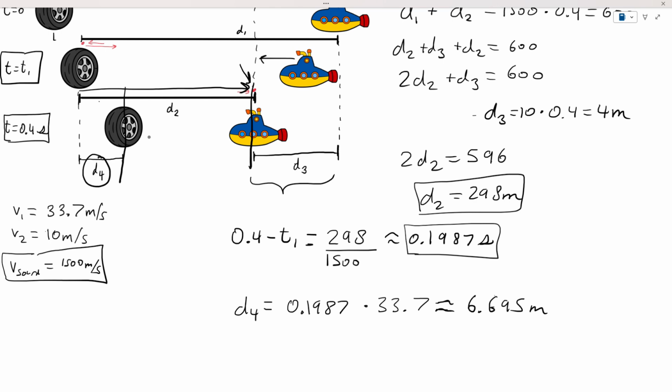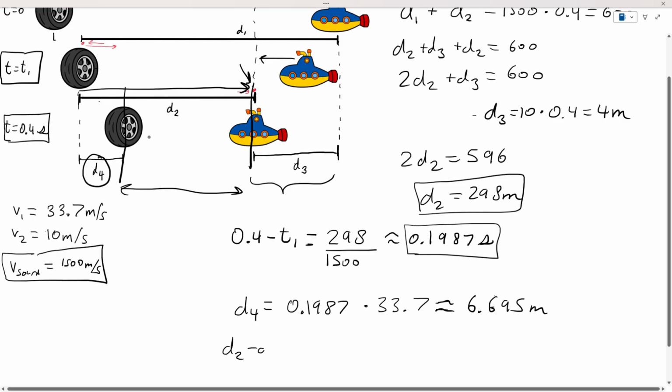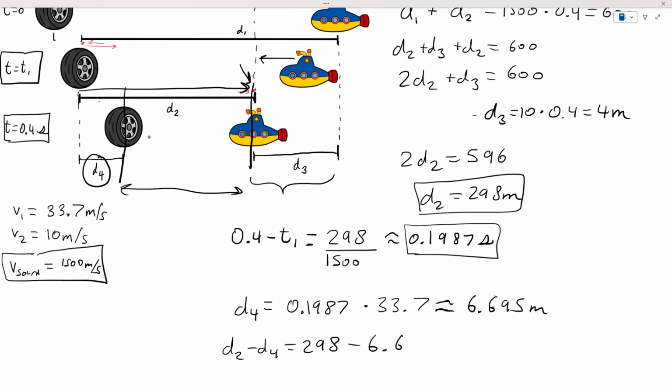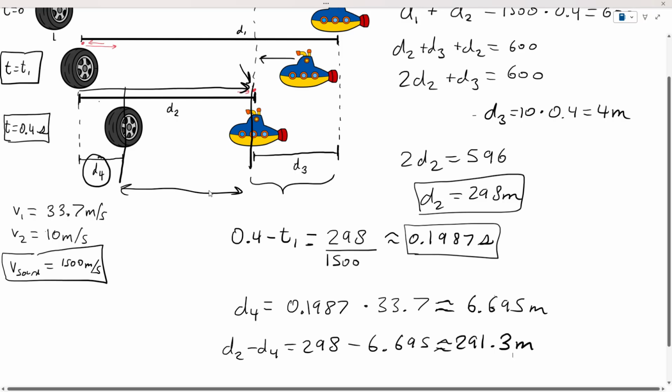Now we've got all the pieces of information to solve this problem. We know that the final distance between the submarine and the wheel at the time at which the crew received the signal is d2 minus d4. And that's 298 meters minus 6.695, which gives us approximately 291.3 meters. We're just going to round to 4 significant figures here.